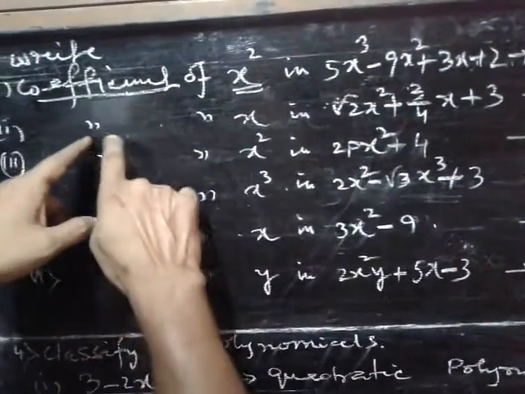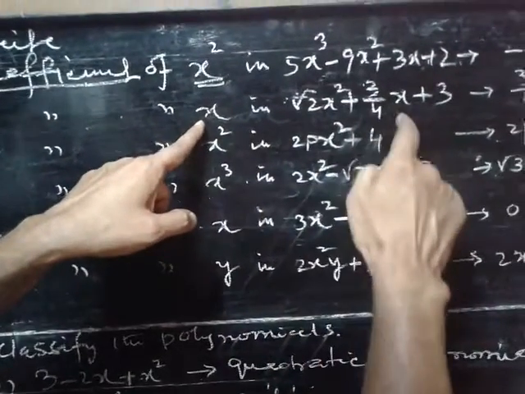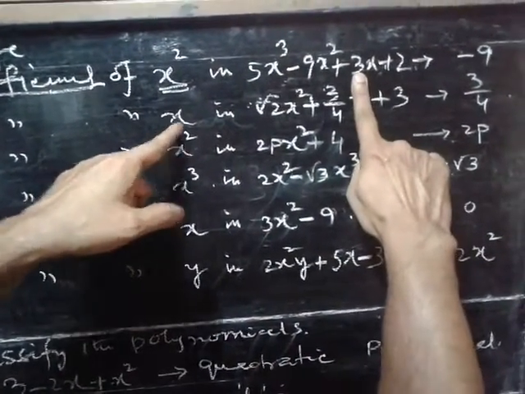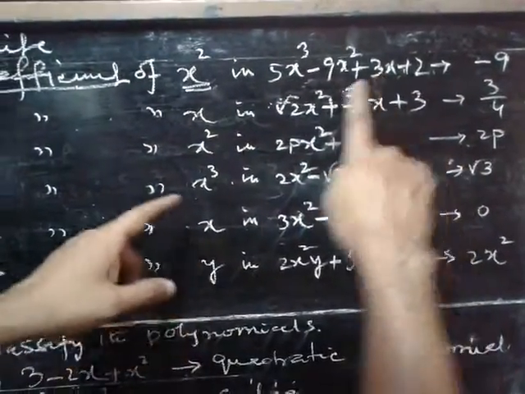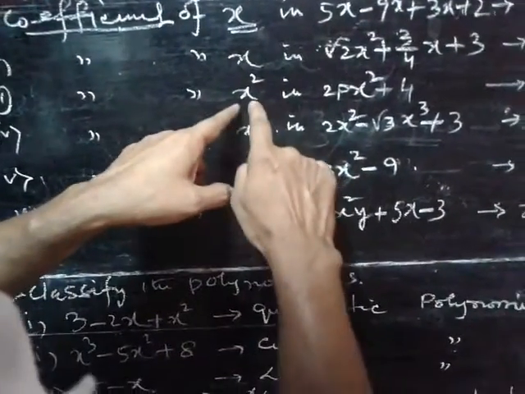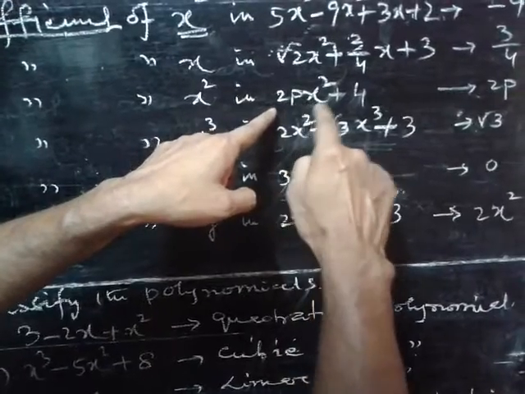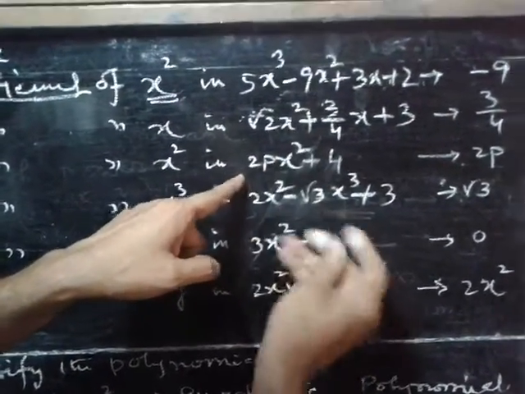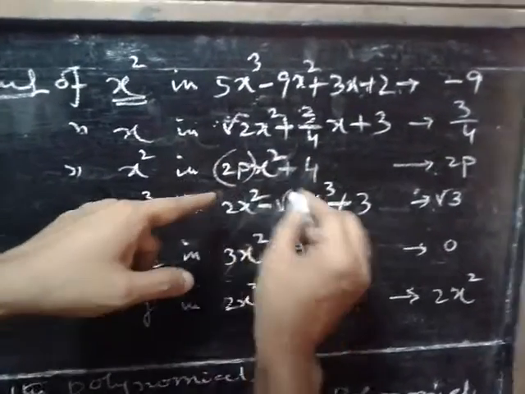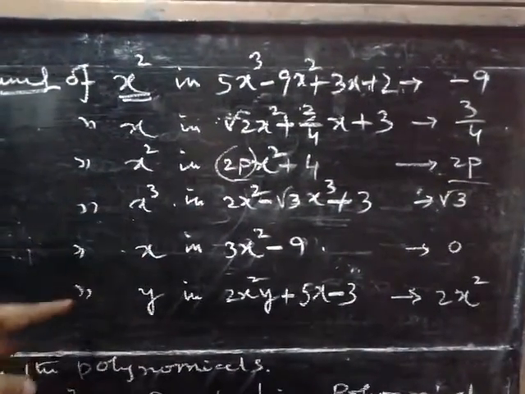In this way, coefficient of x in this expression, x is here, hide x, what is remaining within this term? This is plus 3 by 4. Like this, coefficient of x square in 2px square plus 4. Once again, you just hide this x square. What is remaining? So here this is 2p remaining. So this is actually the coefficient.